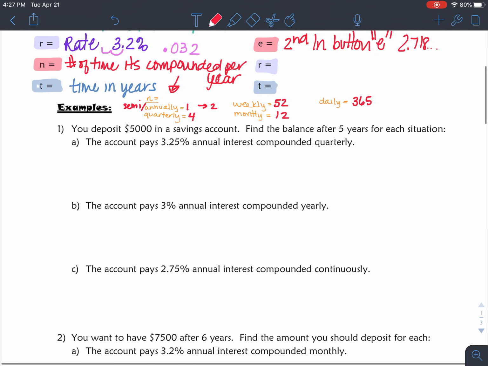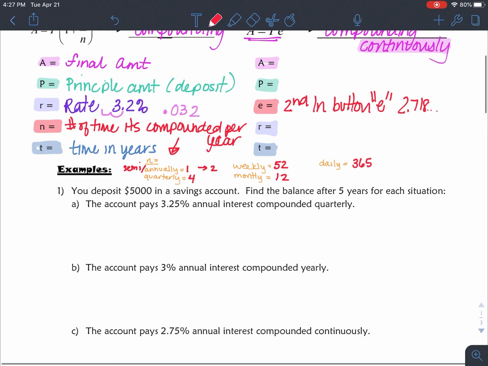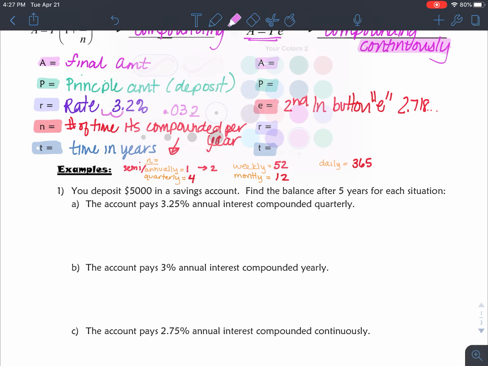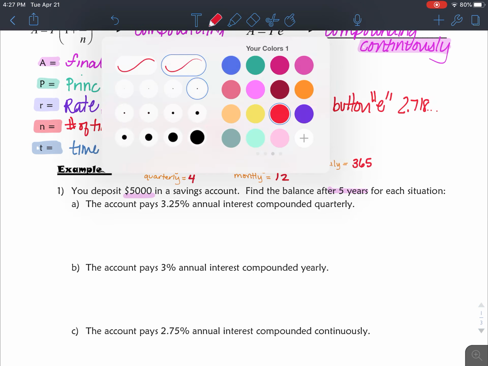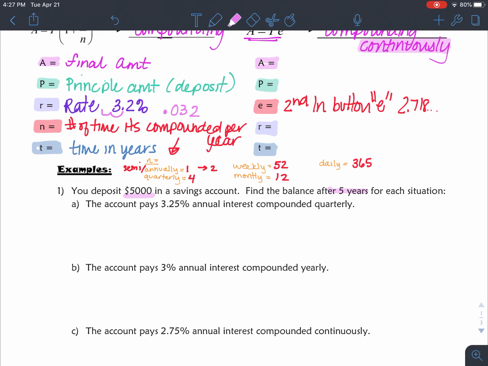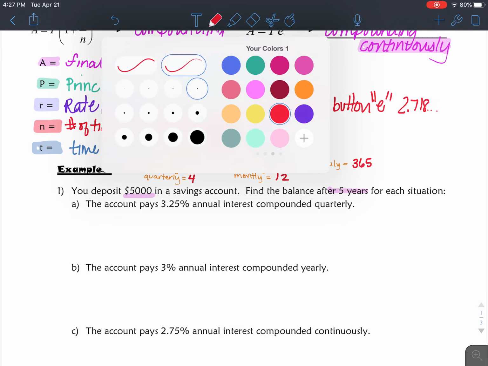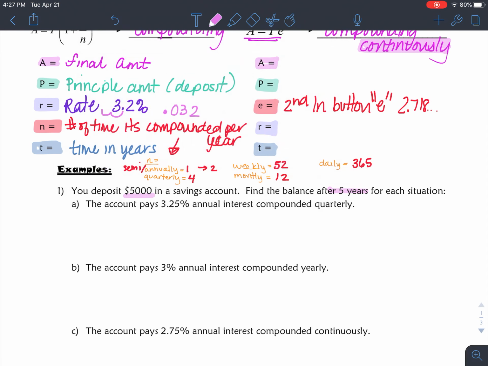All right, so now let's read our first example. You deposit $5,000, so I'm depositing $5,000 into a savings account. So that's going to be my P. Find the balance after 5 years, that's my T, for each situation. So for all of these, my P will be 5,000, my T will be 5 years.